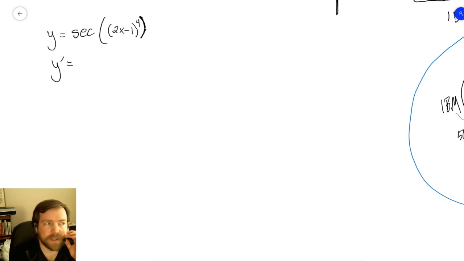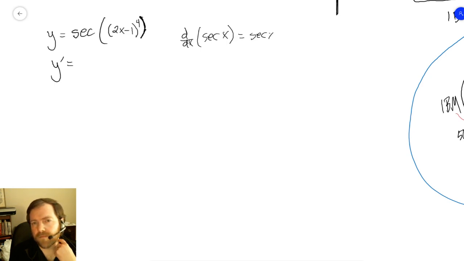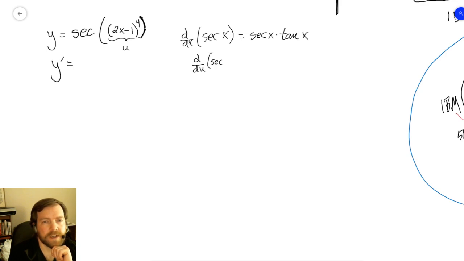So we're going to take the derivative of the outside function first. So the derivative of the secant function is going to be a secant tangent. In this particular case, essentially what we're doing is we're just saying that all this stuff is going to be a u. So d du of the secant of u is going to be secant of u times the tangent of u.